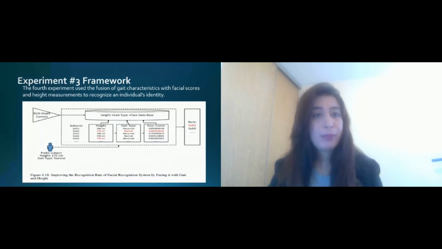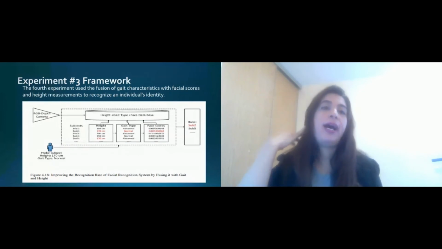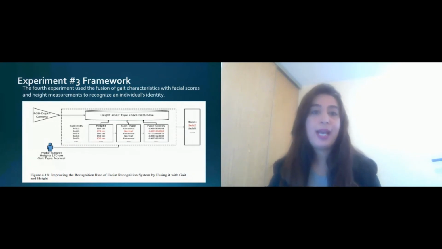The third experiment is kind of different. With this one, we use the fusion. I'm sorry, there's a typo here. So it's the third experiment. We have used the fusion of gait characteristics with the facial scores and height measures to recognize an individual's identity. So we can use this at the airports, for example.